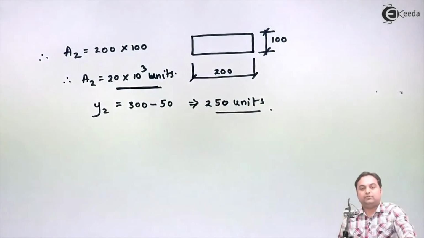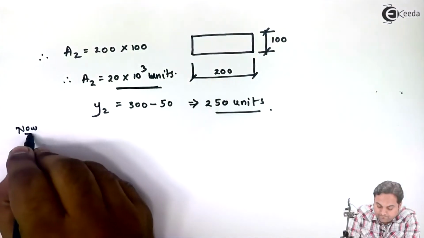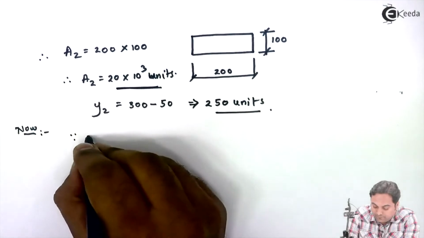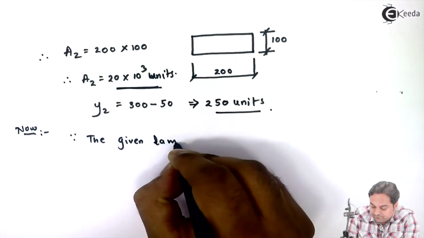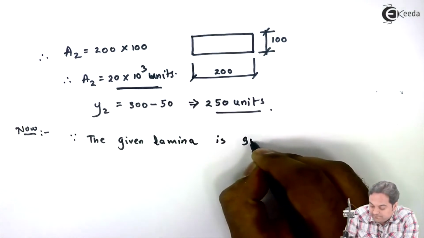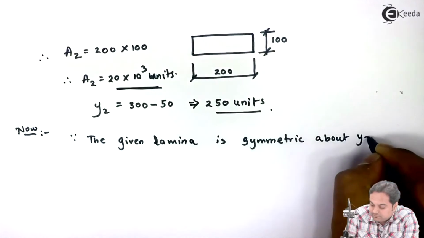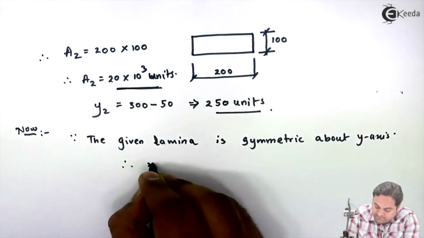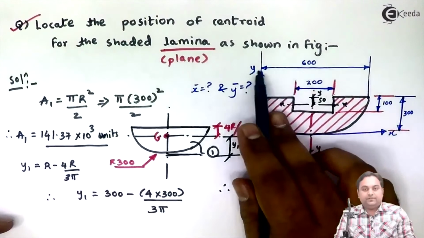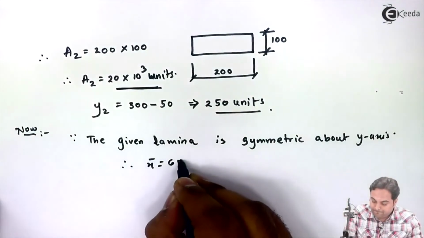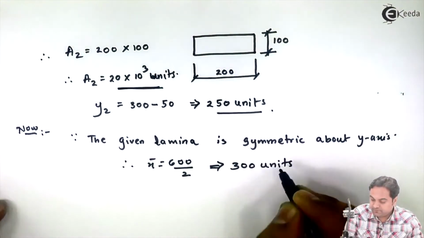Now I will go for the calculation of x bar and y bar. I'll say that since the given lamina or the plane figure is symmetric about y-axis, therefore x bar I will get directly, and that is equal to 600 divided by 2. So it is 300 units, our first answer.